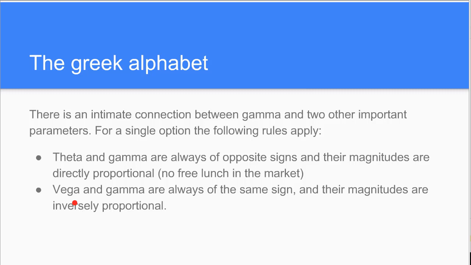And if the expectations of future volatility are low, then implied volatility is low and option prices are low. So there is a relationship between that sensitivity to implied volatility, which is called Vega, and gamma. And the relationship is that they are always the same sign. So if you have positive gamma, you have positive Vega. So you react positively to implied volatility. However, the magnitudes are inversely proportional.